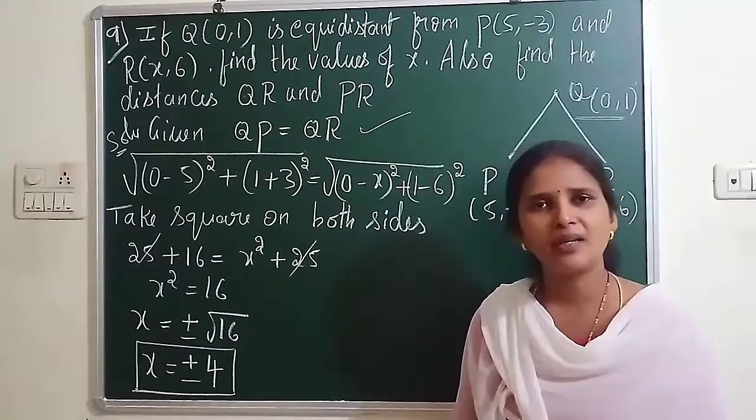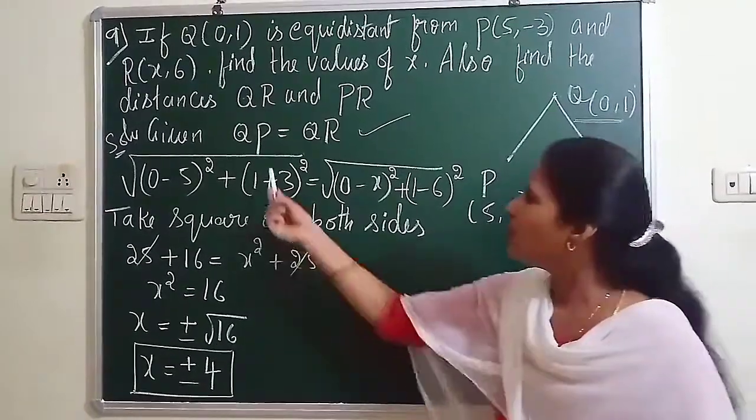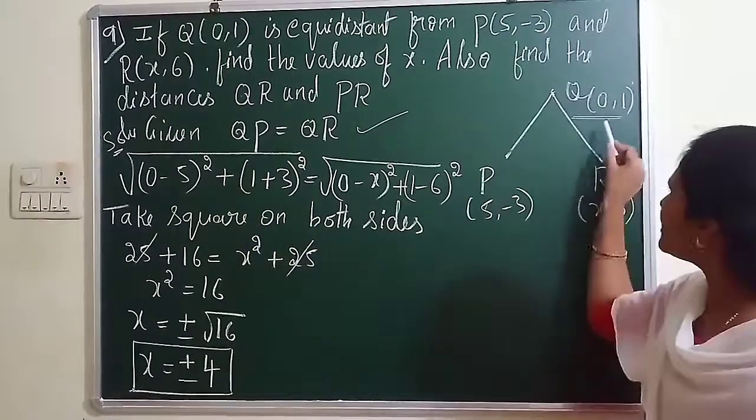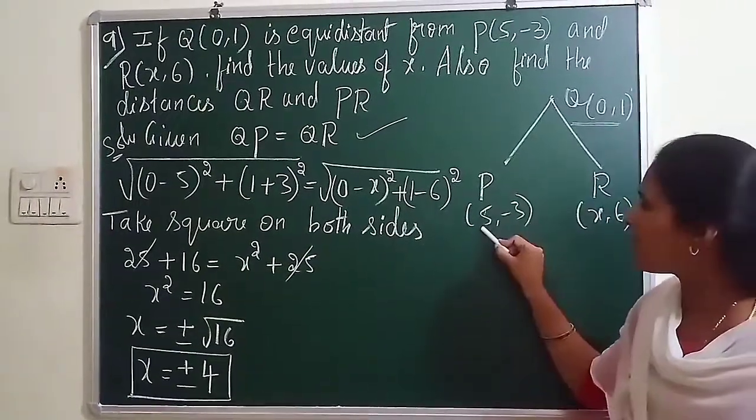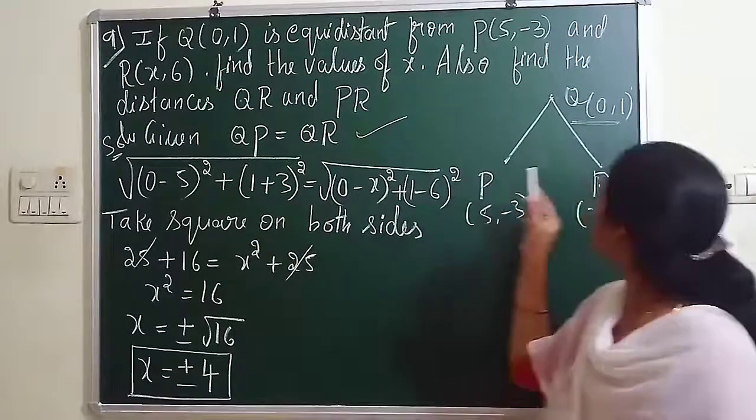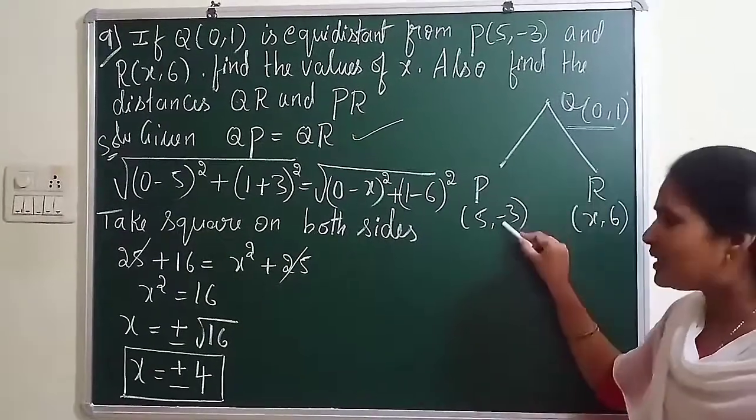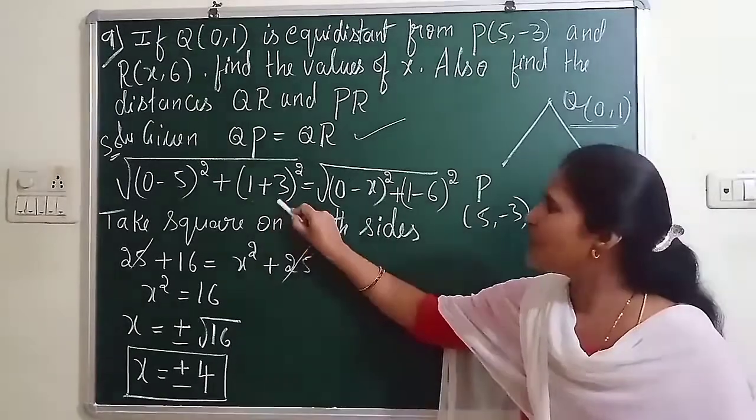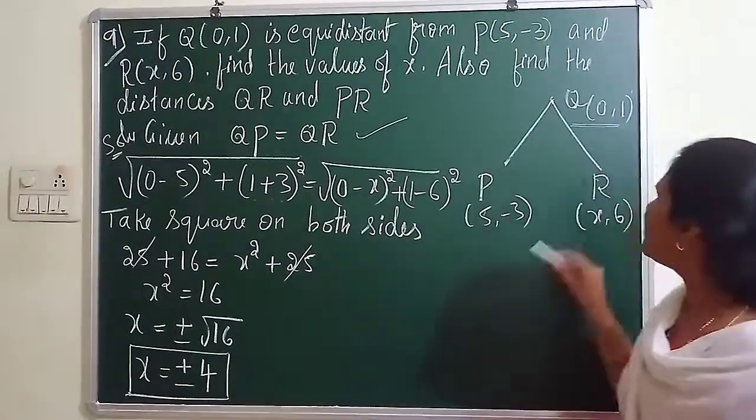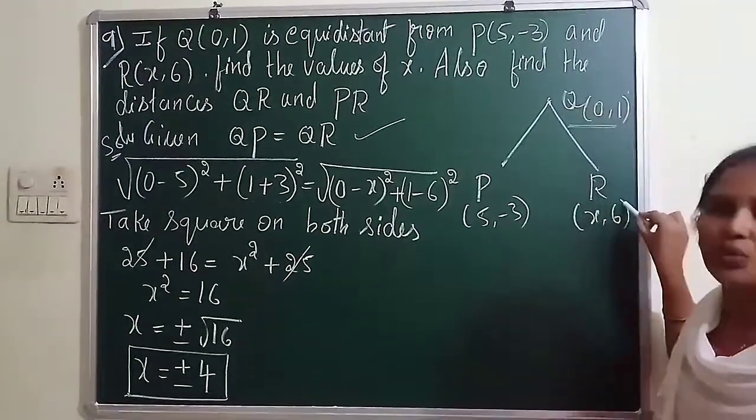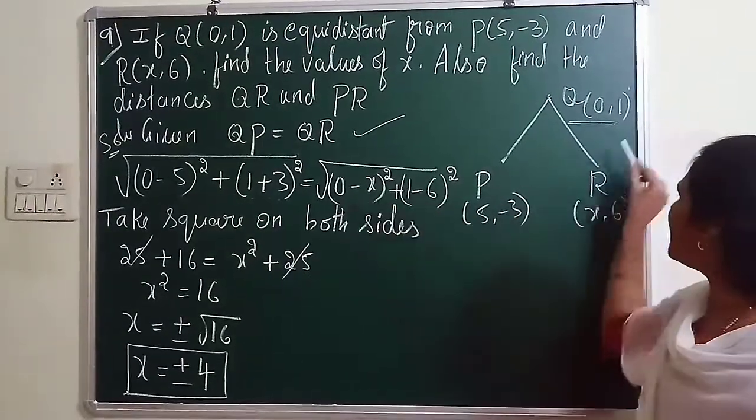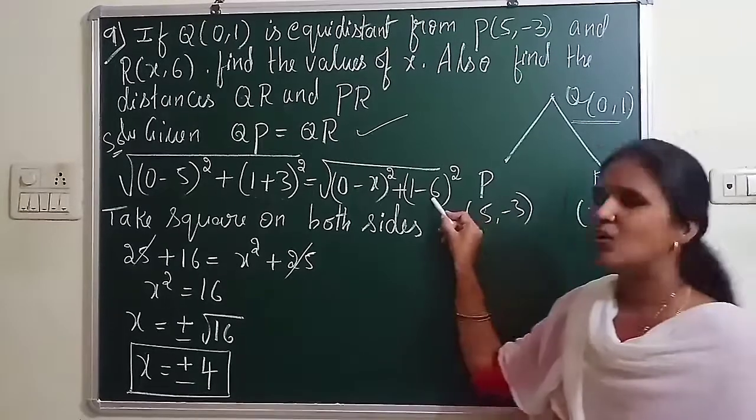So what do I have to apply here? The distance formula, on both left side and right side. Find the distance between Q and P. Just observe here. 0 minus 5 whole square plus 1 minus of minus, double minus, that becomes plus, 1 plus 3 whole square equals to. Again find the distance between Q and R. 0 minus x whole square plus 1 minus 6 whole square.